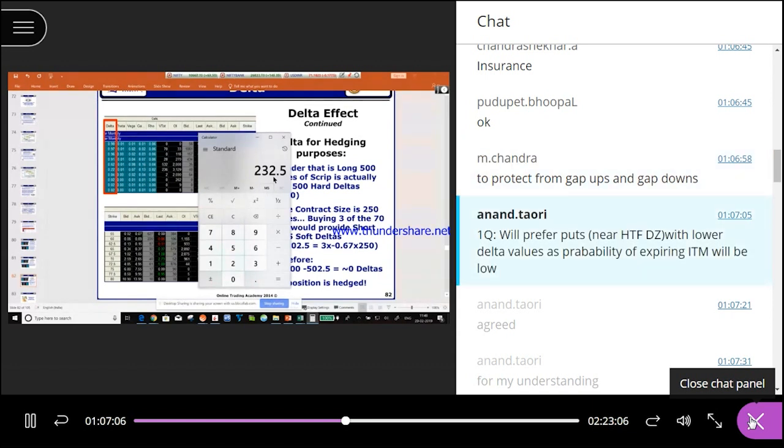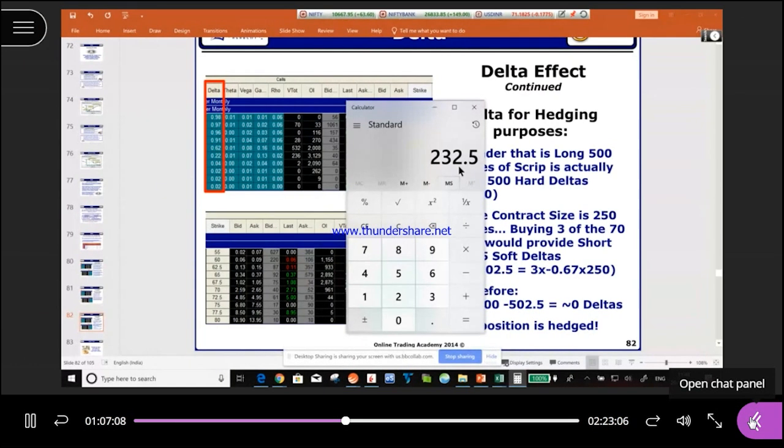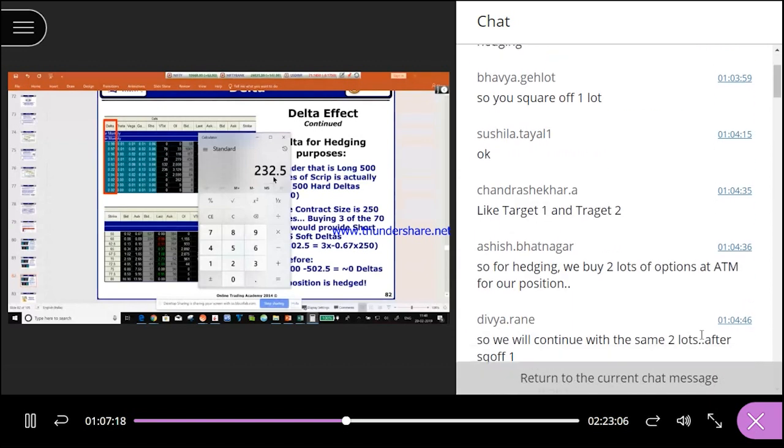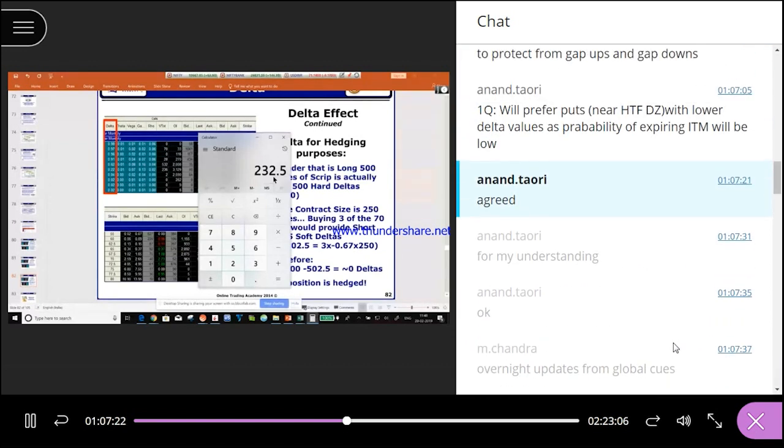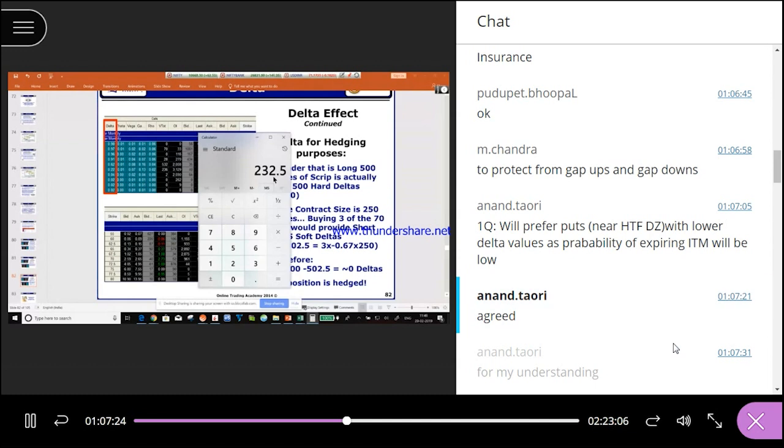What to protect from, gaps up and gaps down, Chandra? Anand, this is not a part of options trading. This is only an example from the Delta topic. As I told you earlier, we are not going to get into the nitty-gritties of this. It is going to be covered in Proactive Investor.